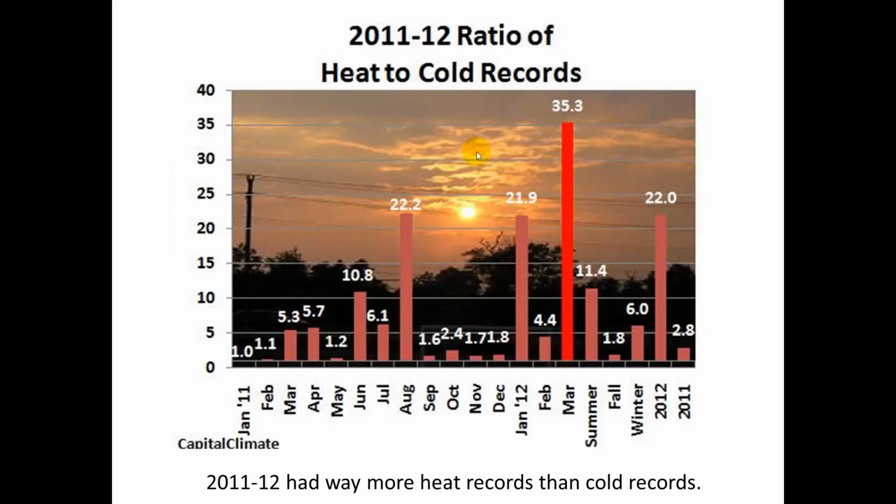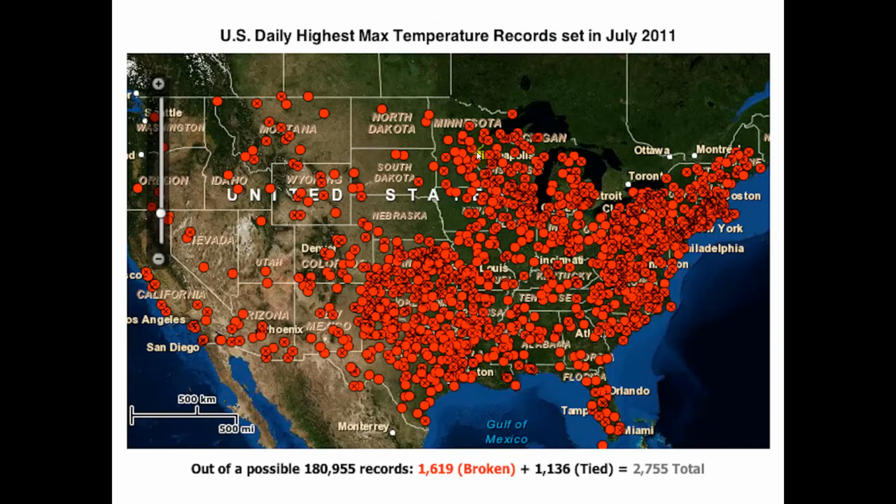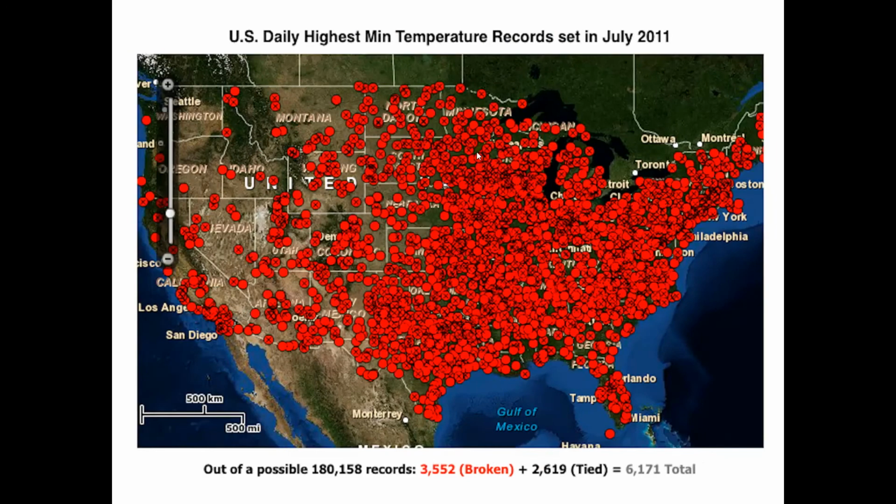And this is another graph showing heat to cold records, many more heat records than we do see cold records. We have lots of new highest max temperature records set in July 2011. We see even more highest minimum temperature records, and that's a big deal. We're saying that not only are the days getting hotter, but they're not getting as cool anymore.